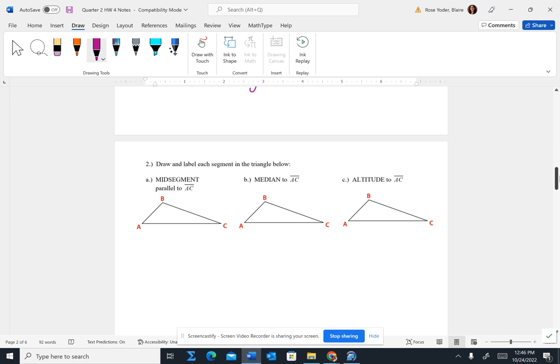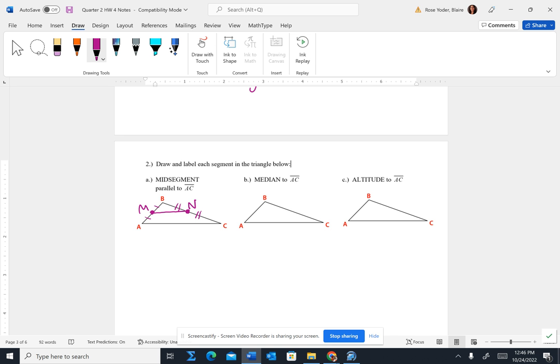So as a quick check, do we know the difference between a midsegment, a median, and an altitude? It says to draw the midsegment parallel to AC. So I'm going to leave AC alone. I'm going to find the midpoint of AB, put ticks on it. I'm going to find the midpoint of BC and put ticks on that one. That line segment MN is my midsegment. Mine doesn't exactly look parallel to AC, but that's because I didn't draw my lines very well.